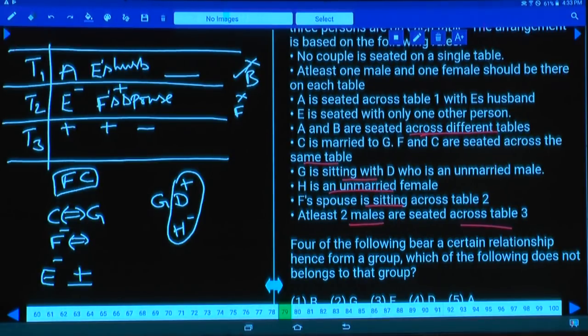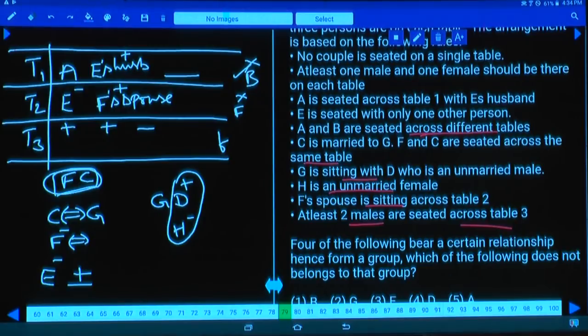Now F is here. F and C are seated together. As F and C are seated together, then whatever this one, F's spouse is seated across table 2. F's spouse is already there. Then what is the gender of this F? F is a female. As F is a female, F and C must be in these 2 places. Can F be at this place? Can F be at this place or not? Yes, if F is here, then now we need to identify the spouse of A. As E's husband is there, this person is a male. Are you following this one or not?